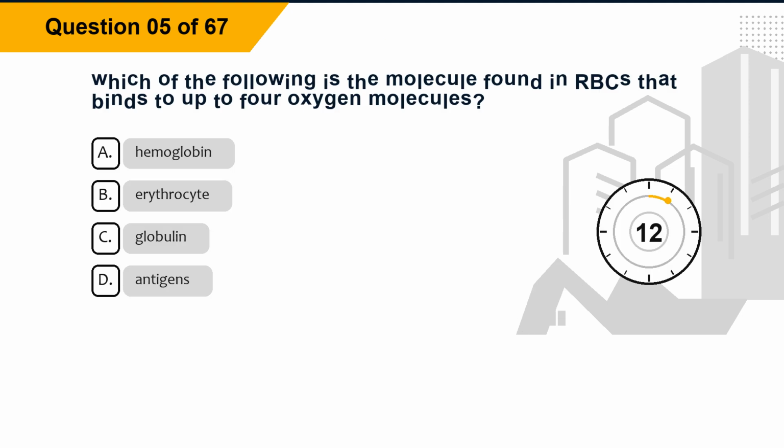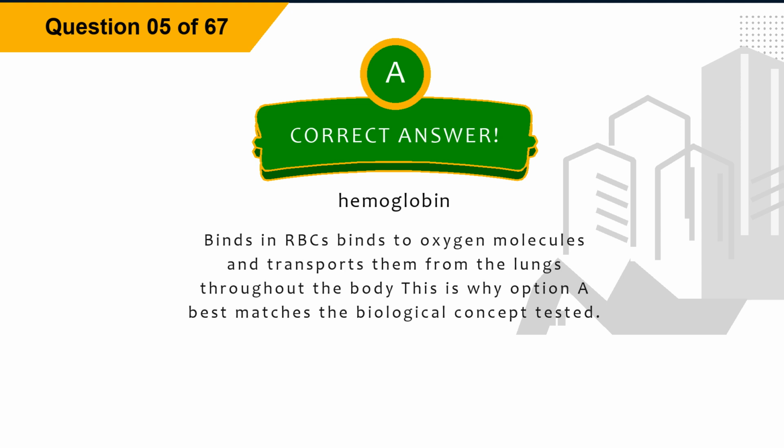Question 5. Which of the following is the molecule found in RBCs that binds to up to 4 oxygen molecules? Option A, hemoglobin. Option B, erythrocyte. Option C, globulin. Option D, antigens. The correct answer is Option A, hemoglobin. Explanation. Hemoglobin in RBCs binds to oxygen molecules and transports them from the lungs throughout the body. This is why Option A best matches the biological concept tested.